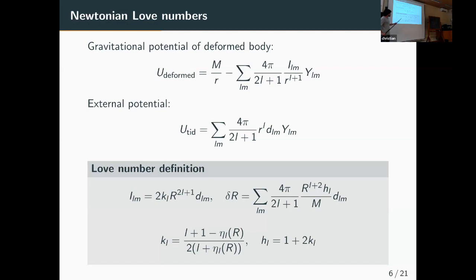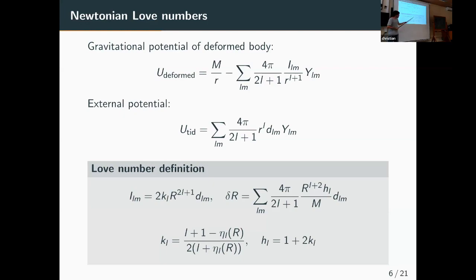And in this way, we can define that the response of the body, given by the multipole moments, is linear in the external perturbation for this theory with some coefficient, where the coefficient is the KL, which is the Love number. This is exactly what you need to describe the deformation of a body to any external perturbation. Again, the deformation of the body, I mean how the potential changes.